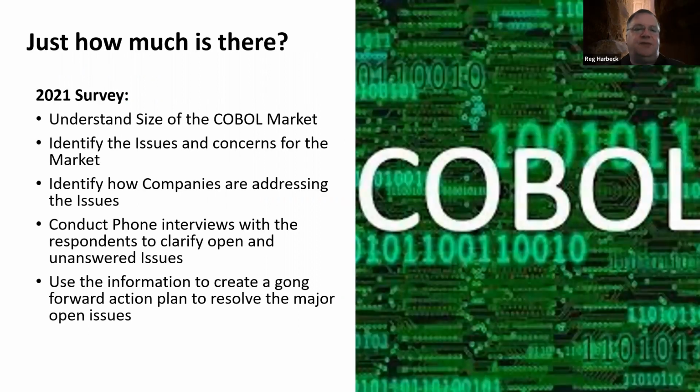But basically, we did a survey to understand the size of the COBOL market and really find out what people think are the big issues and concerns in this market today. How are companies addressing these issues? And then follow up from the basic responses with phone interviews to clarify and understand, and use that to create a going forward plan as we really try to get the word about COBOL out in the world. And this is a critical time, in case you've ever wondered, when's the tipping point for the mainframe, other than when it was first announced?